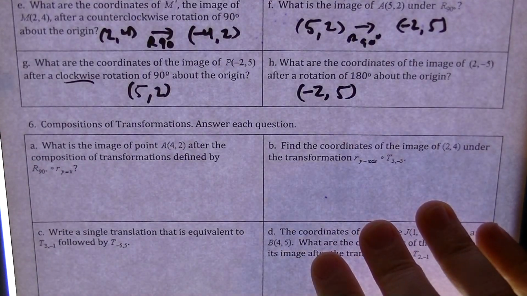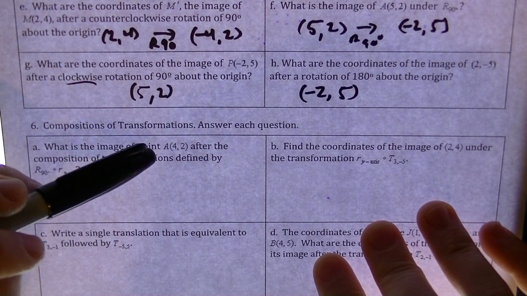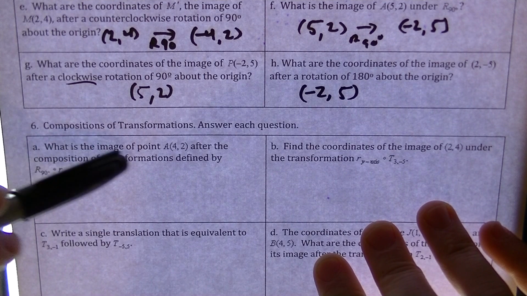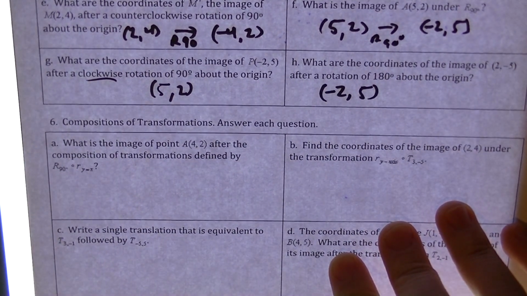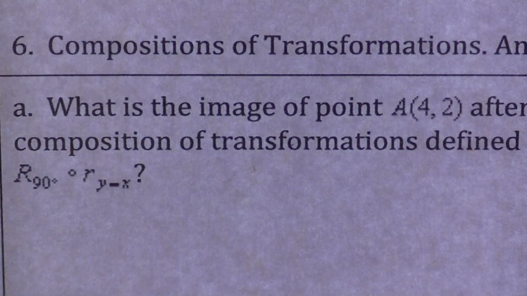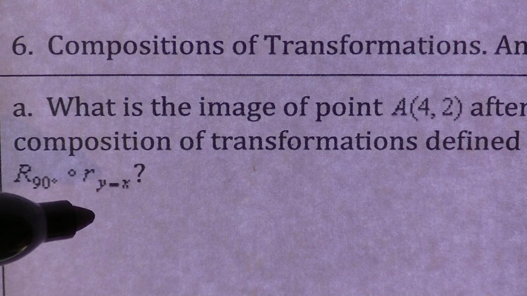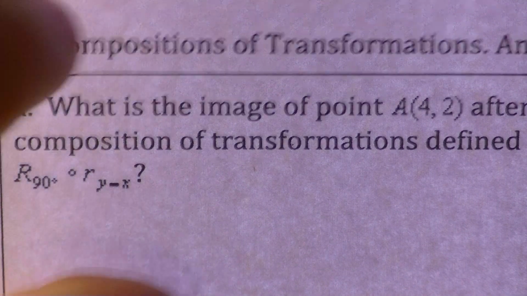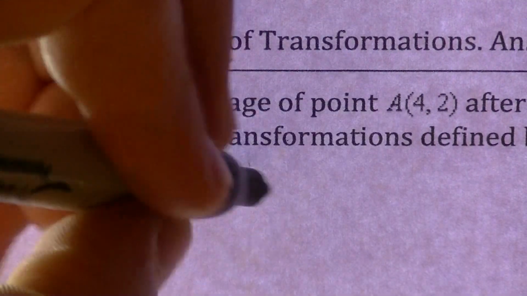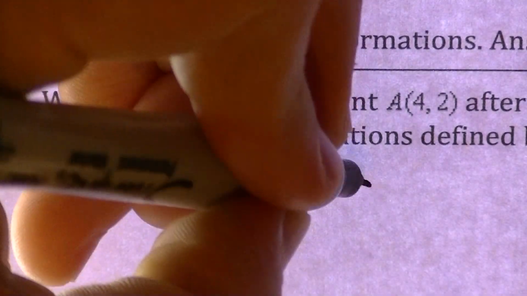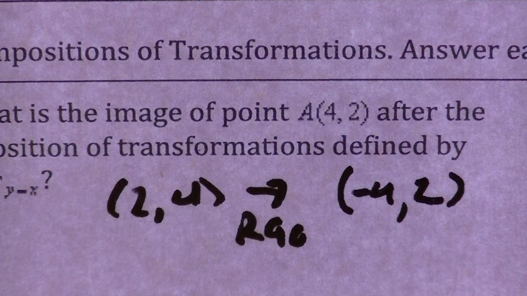Let's keep going on here. What is the image of point A at (4, 2) after the composition of transformation defined over here? The big thing to remember is that you do the rightmost one first, followed by the next one. So if I reflect over the line y = x, we saw that I just flip my x and y. If I start at (4, 2), I'll end up at (2, 4). And then I do a 90-degree rotation, which means I flip them again and I get a negative in front. So I get (-4, 2) as my answer.